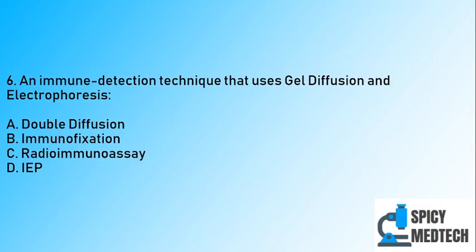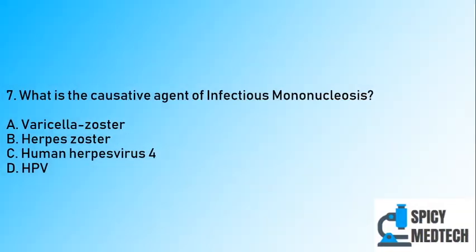Number 6. An immunodetection technique that uses gel diffusion and electrophoresis. A. Double diffusion, B. Immunofixation, C. Radioimmunoassay, or D. Immunoelectrophoresis. The answer for number 6 is letter D, IEP or immunoelectrophoresis.